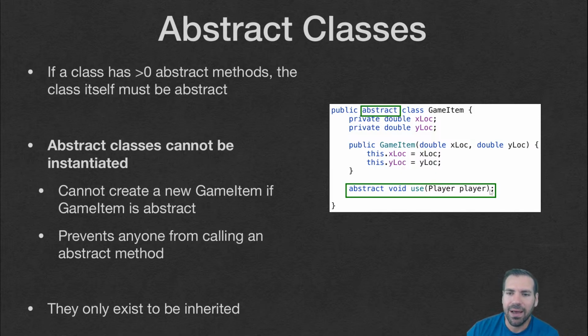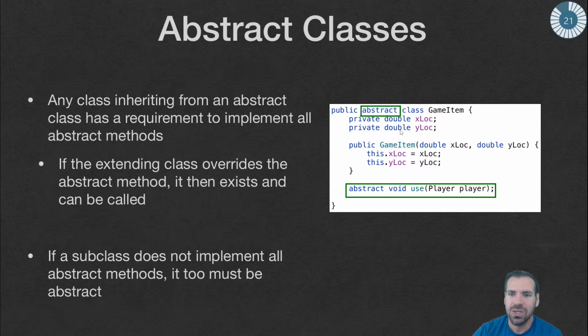So why would you ever have abstract methods? Well, it's because the abstract class is intended to be inherited and extended, and then the class that extends the abstract class is the class that's going to implement the methods. So if I extend GameItem, with the classes health potion and weapon, we're going to be required to implement the use method.